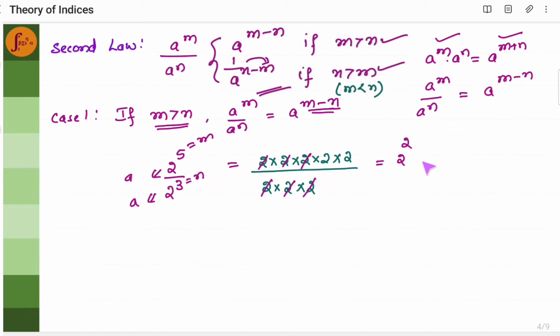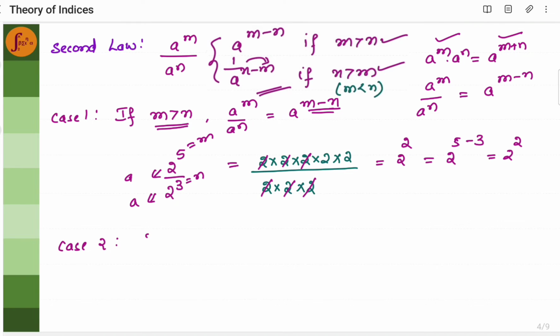Now, we can also write it as 5 minus 3. 5 minus 3 is 2, so 2 to the power 2. This is what is mentioned in this law: if you have a to the power m by a to the power n, then we can write it as a to the power m minus n. That is 2 to the power 5 minus 3. This is case 1. Now, what does case 2 say?